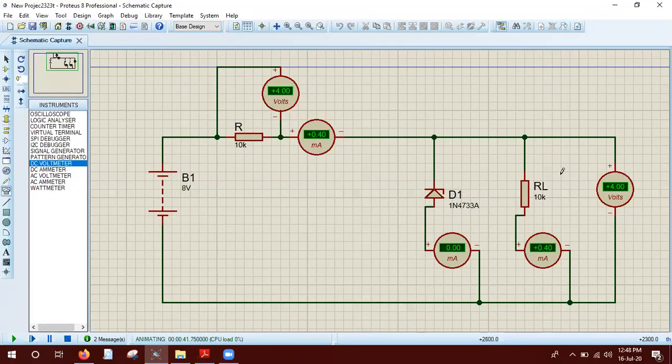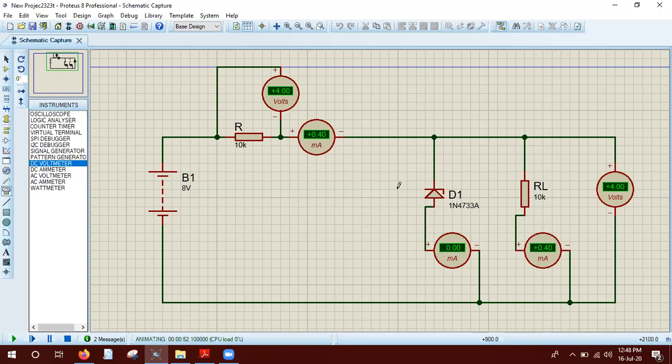You see, my students, the Zener diode is not on. Why? Because the voltage across this Zener diode is only 4, and the Zener voltage is 5.1. So it is in the reverse bias condition. It will never conduct; right now it is an open circuit.